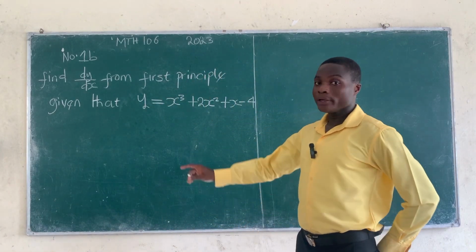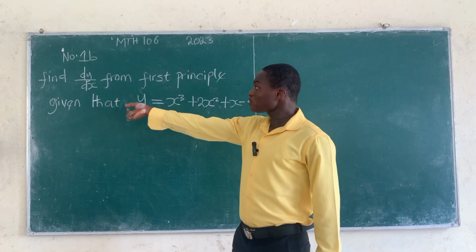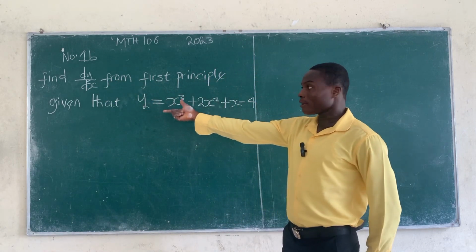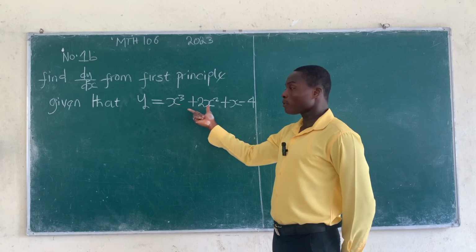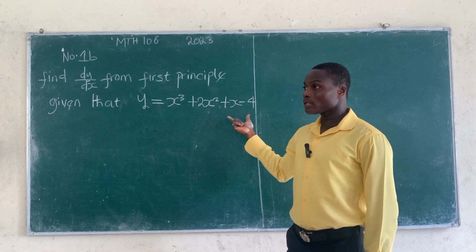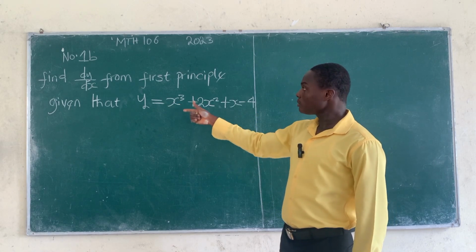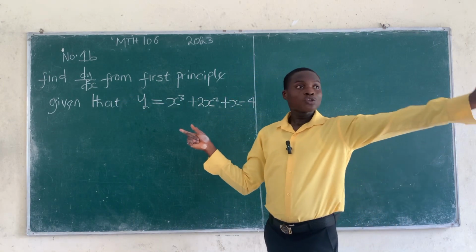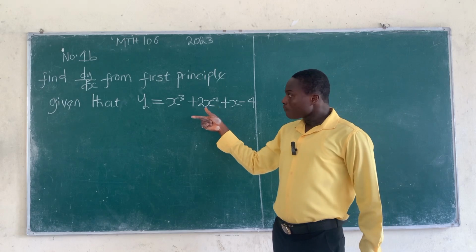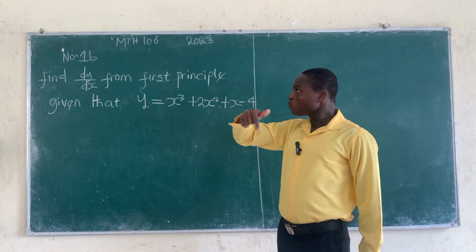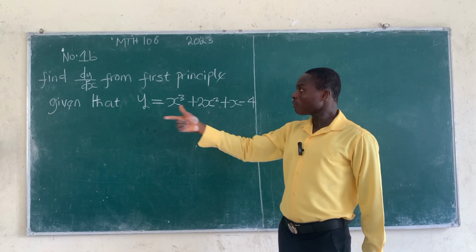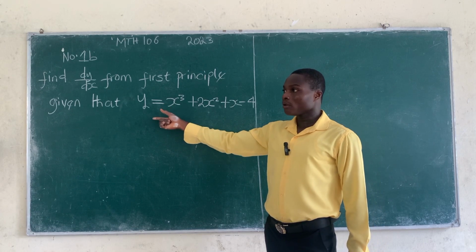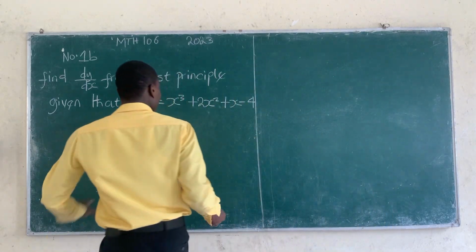All right. So in question 1b, we are asked to find dy dx from the first principle, given that y is equal to x cubed plus 2x squared plus x minus 4. Using the first principle, we want to find the derivative of this given function. So for the sake of this video, you can do well to watch my previous video on first principle in detail. So for this very video, we are going to be very fast in solving this question.